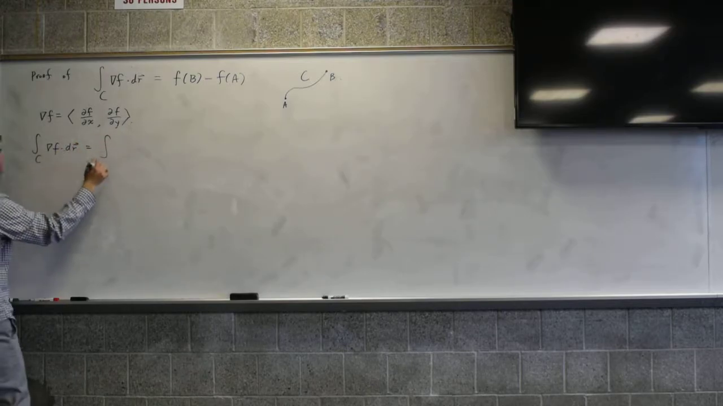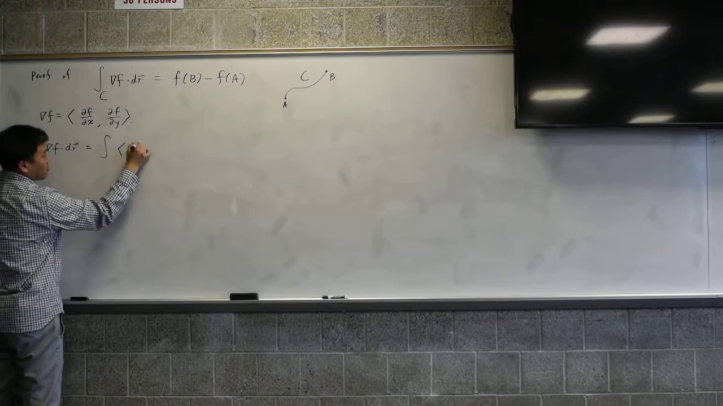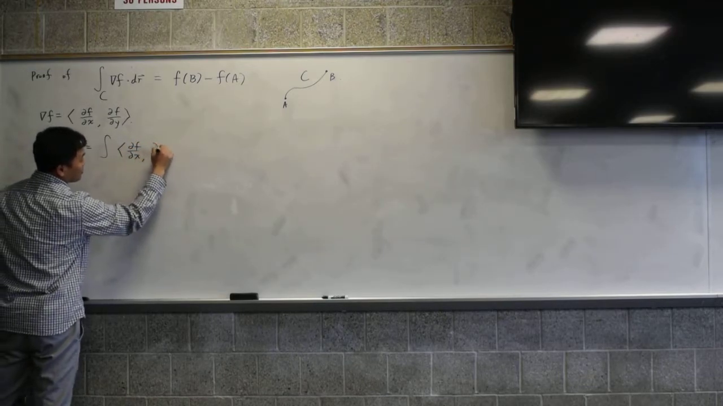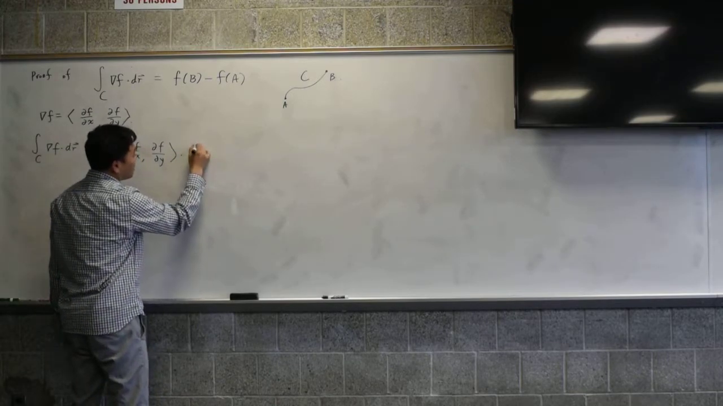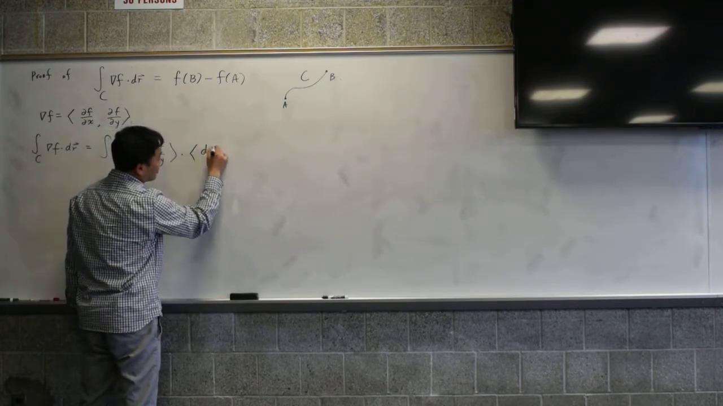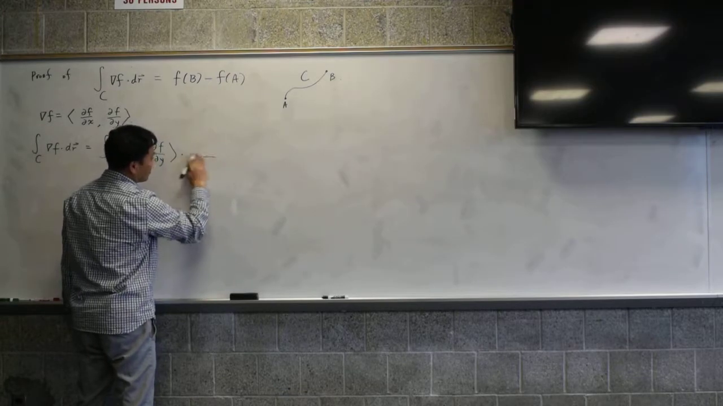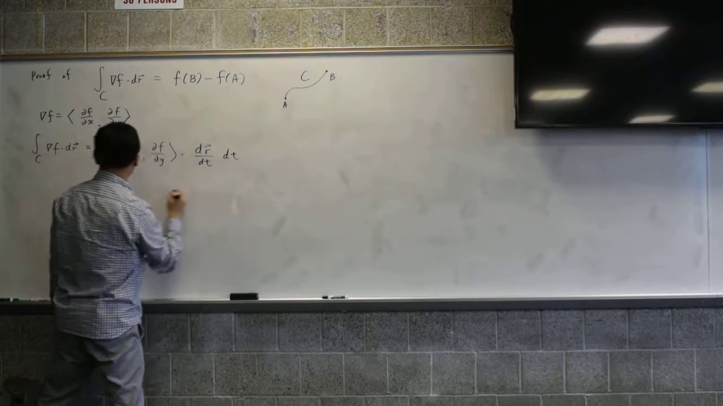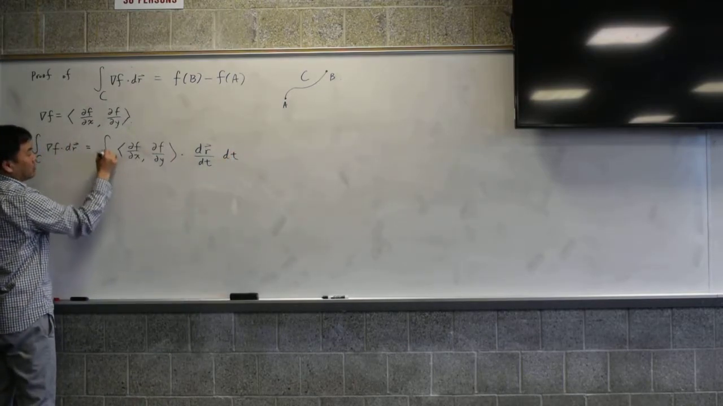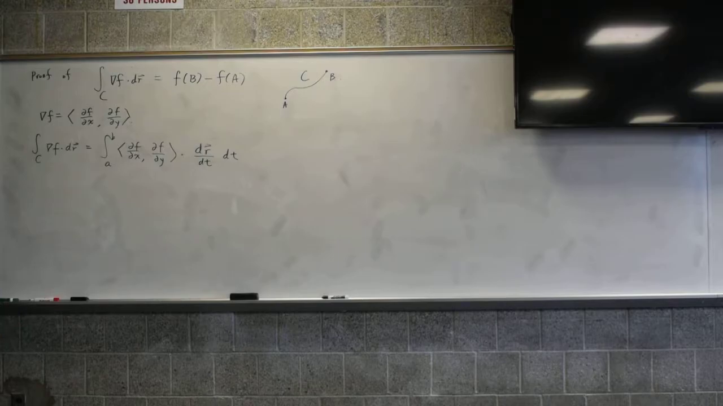Divide by dt, multiply by dt. So you have ∂f/∂x, ∂f/∂y, dotted with dr/dt times dt, and t goes from a to b. When t is a, you're at point A. When t is b, you're at point B. So that's what we have to compute.